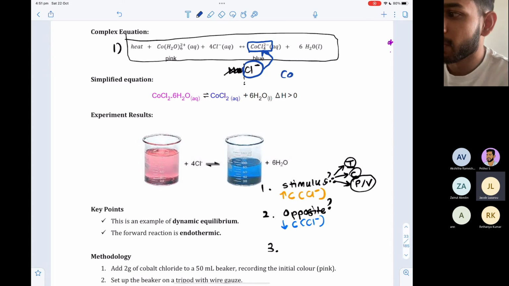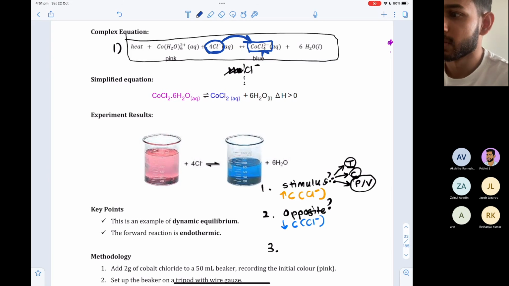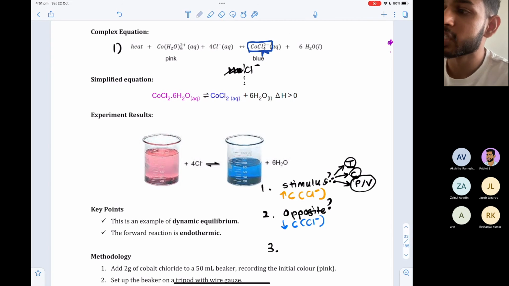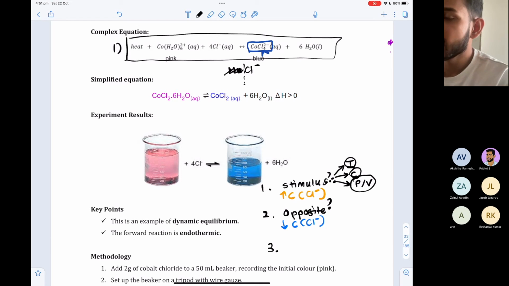It can't form cobalt Cl6, for example. So the first thing the Cl does, it's going to participate here, and then it will form more of this. Good pickup. You do see Cl on both sides, so it's very important to identify which side it's affecting. So coming back to this, the exact opposite is decreasing the concentration of chloride ions.